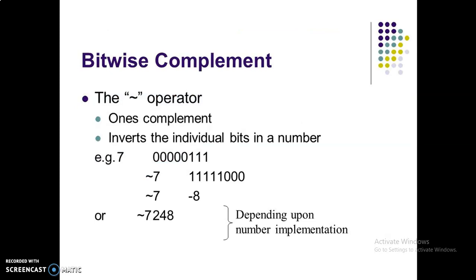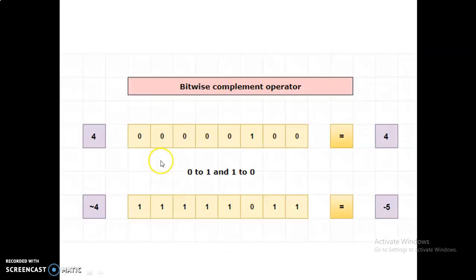The last one is the bitwise complement. Complement means it inverts each individual bit. In this example you can see the input number is 4. The binary representation of 4 is 100. The bitwise complement means it converts 0 to 1 and 1 to 0.